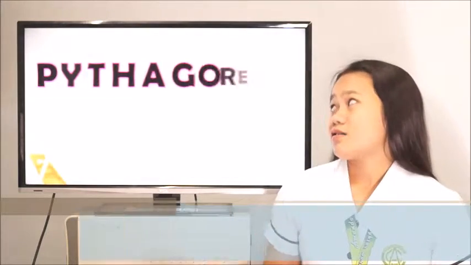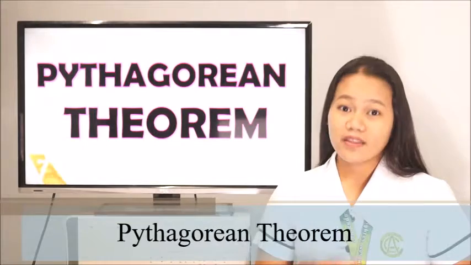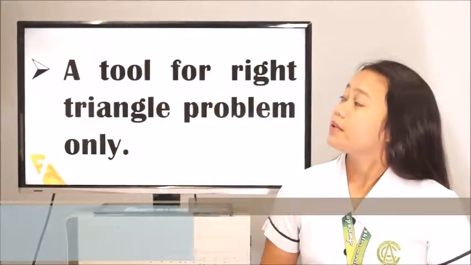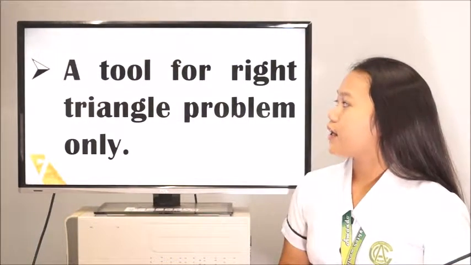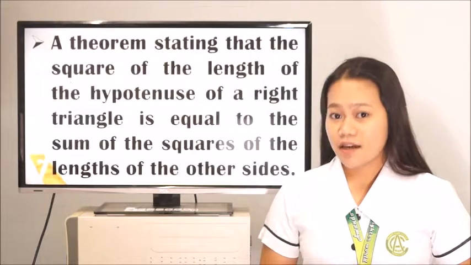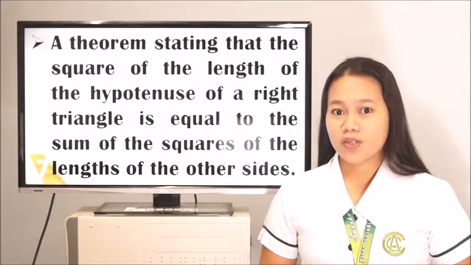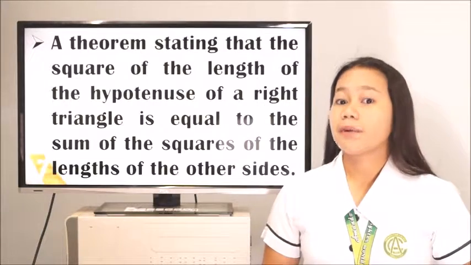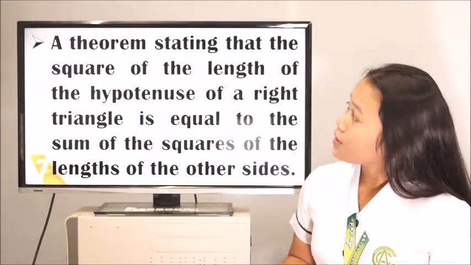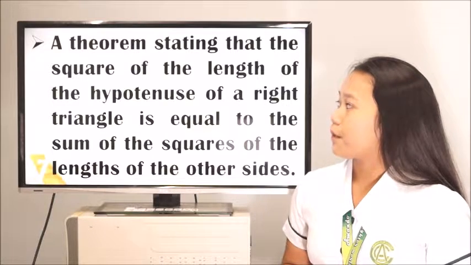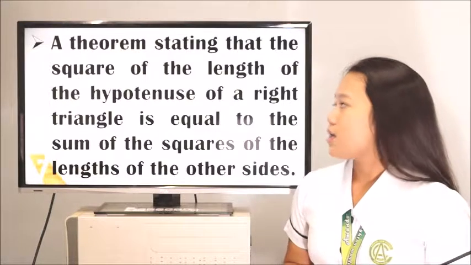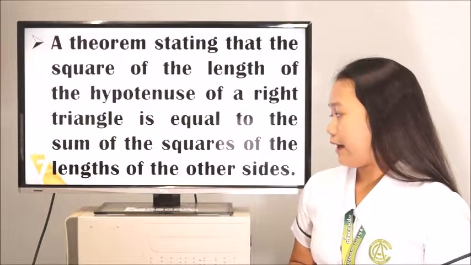So today, we will talk about one of the most well-known and most used theorems in all of mathematics, especially in trigonometry. This theorem is the Pythagorean Theorem. So what is the Pythagorean Theorem? The Pythagorean Theorem is a tool for right triangle problems only. It means that this theorem can only be used in a right-angled triangle. It states that the square of the length of the hypotenuse of a right triangle is equal to the sum of the squares of the lengths of the other sides.